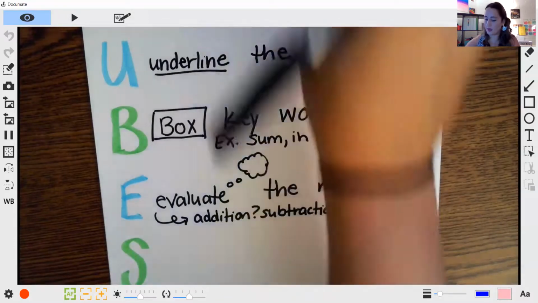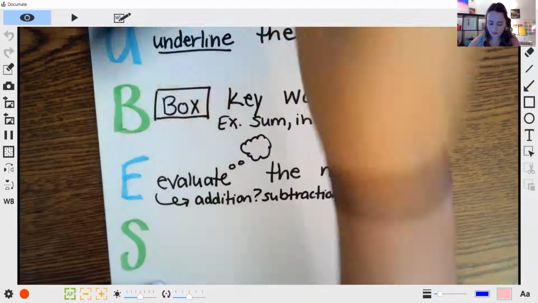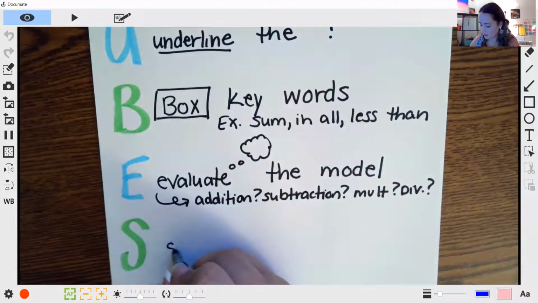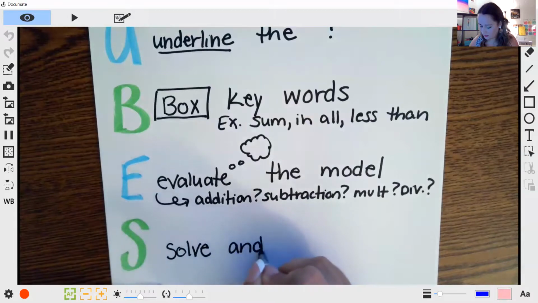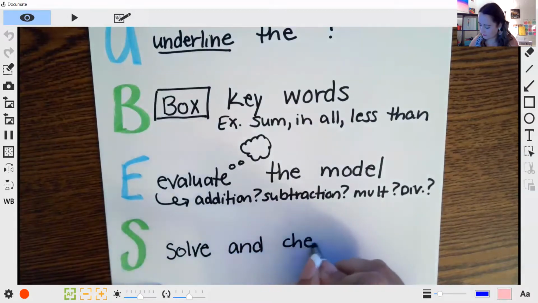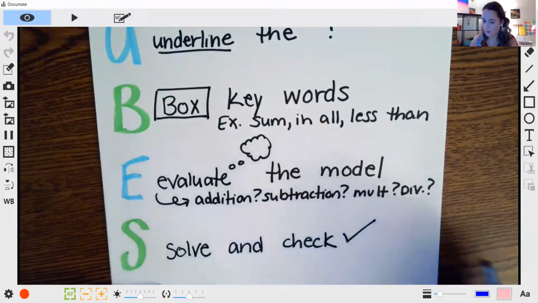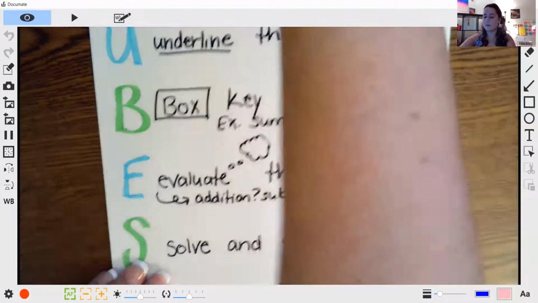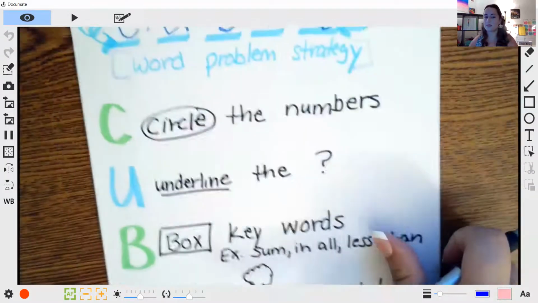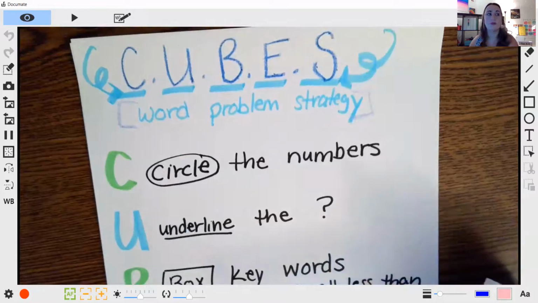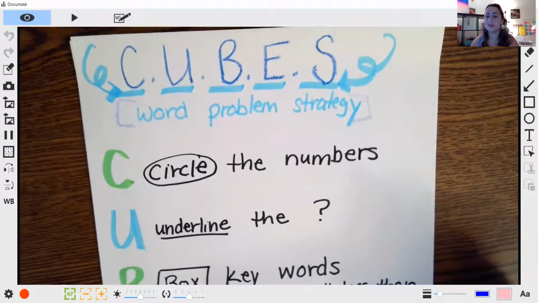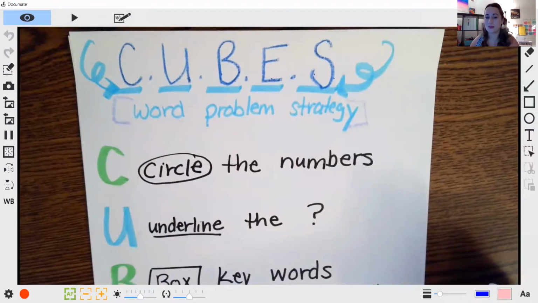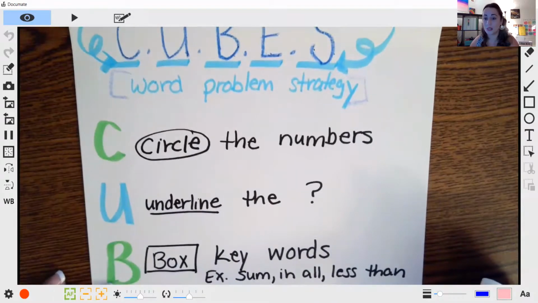So the last part of C.U.B.E.S is going to be the S, and the S stands for solve and check. Okay, so let's recap. Let's go over one more time what C.U.B.E.S means. So you sit down, you have a word problem in front of you, and you are overwhelmed. Don't panic. Think about C.U.B.E.S, okay? This is going to be a strategy that really helps. It even helps adults sometimes too.